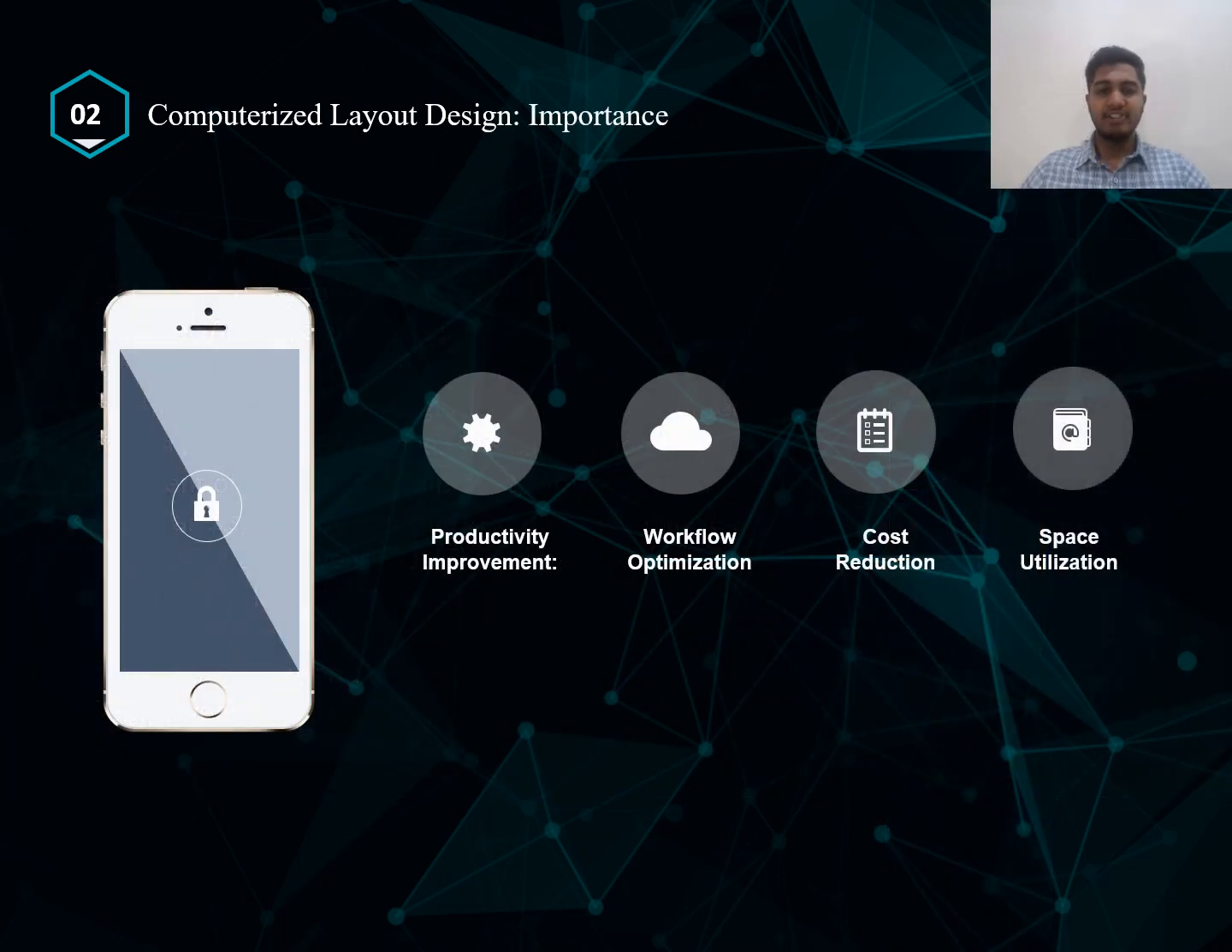Let's see the importance of computerized layout design. In an ideal workplace, productivity improvement, workflow optimization, cost reduction, and space utilization are much needed nowadays for maximum profitability.